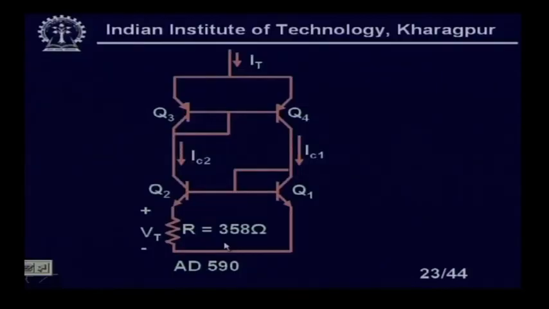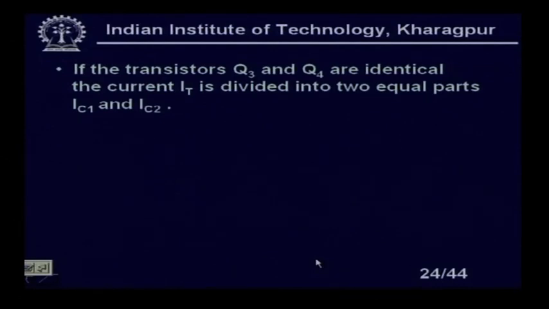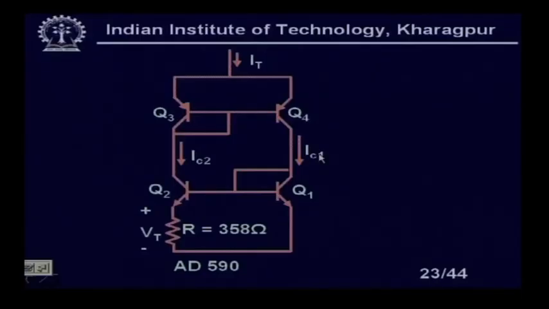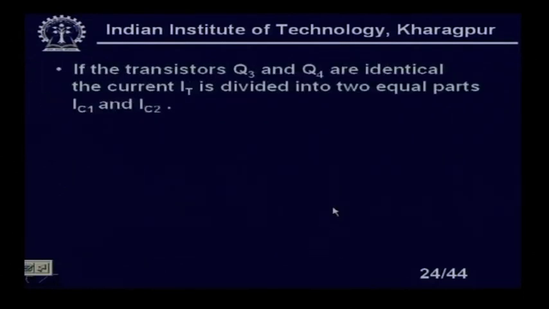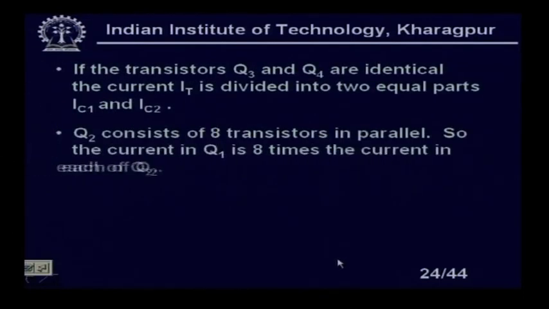This is a simplified circuit of the AD590. You see the transistors, IT is divided in 2 halves, Q3, Q4 and Q2, Q1, and there is a resistance R. If the transistors Q3, Q4 are identical, the current IT is divided into 2 equal parts IC1 and IC2. Now, Q2 consists of 8 transistors in parallel, so the current in Q1 is 8 times the current in each of Q2, quite obvious.